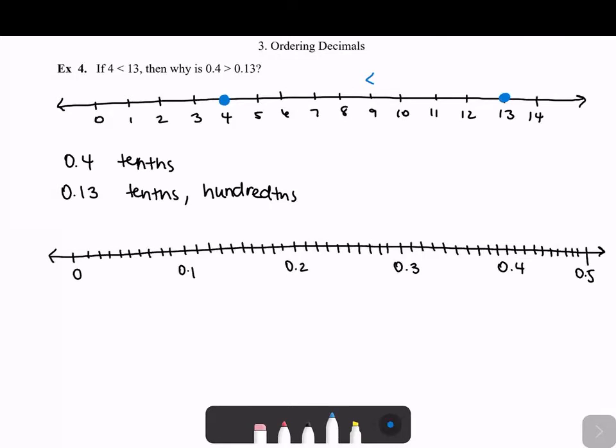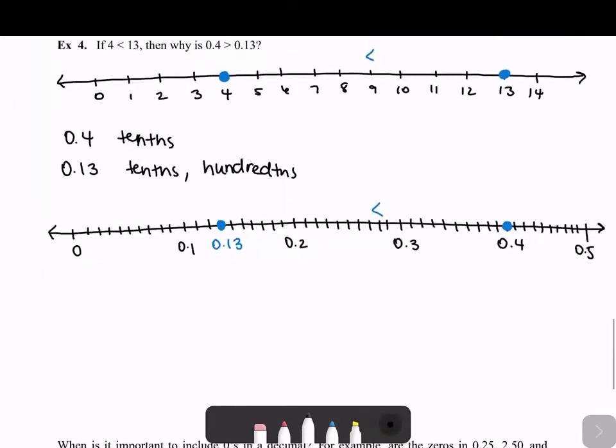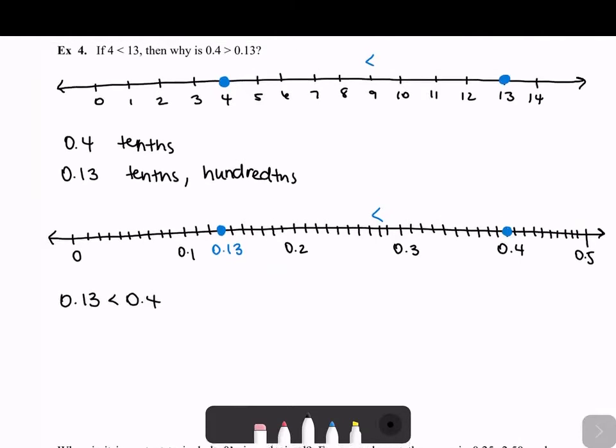So in this case, we can look at 0.13, which is right here, with 0.4, which is right here. And we can see that based on this number line, 0.13 is less than 0.4. One good thing to note is that just because 4 is less than 13, that doesn't mean that 0.4 is less than 0.13.